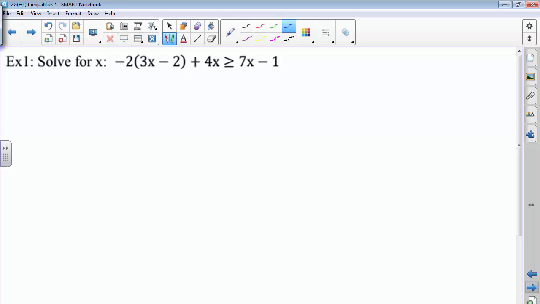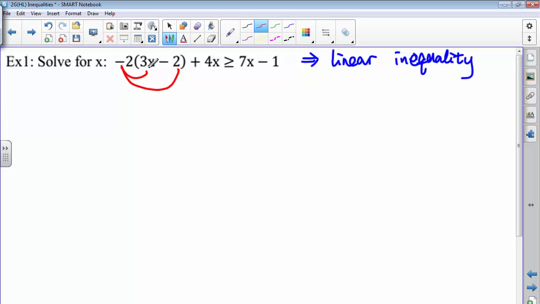Let's look at the first example. If you look at this example closely, you will see the highest degree of x is 1. This one means this is a linear inequality instead of a quadratic inequality. So let's use this one as an example to review all the steps of solving a linear inequality. For a linear inequality, if you have the brackets, you need to remove the brackets. Here, we can use the distributive property to expand the brackets.